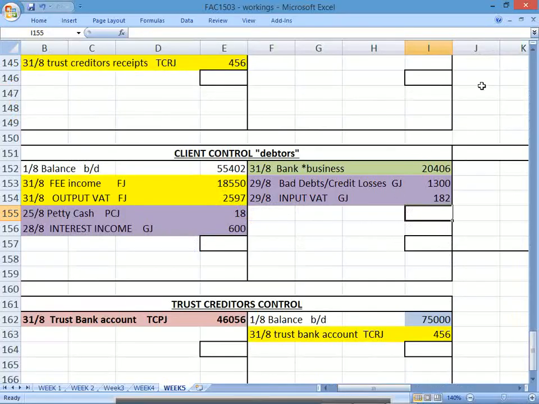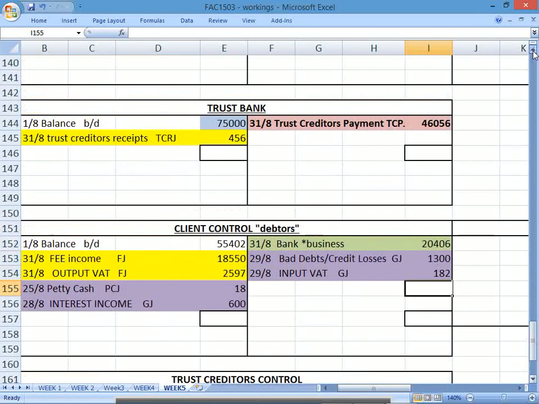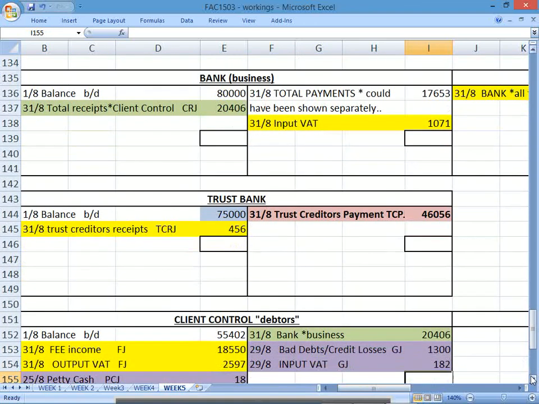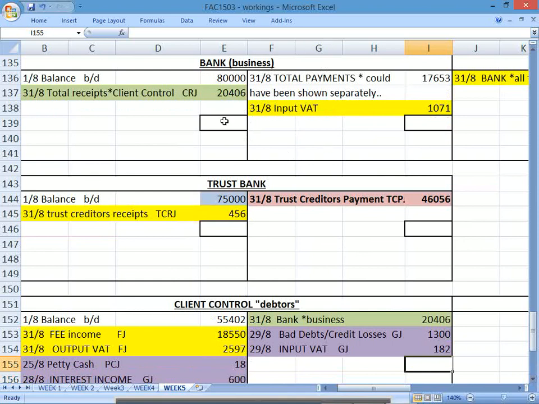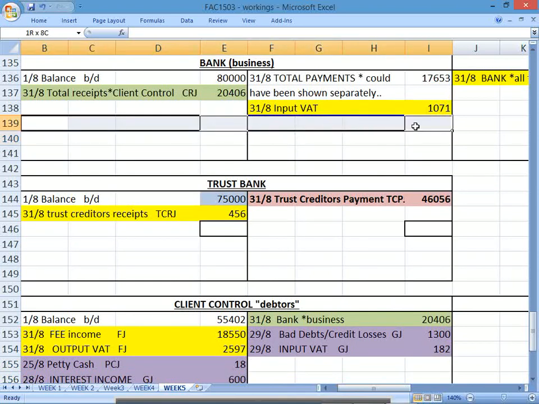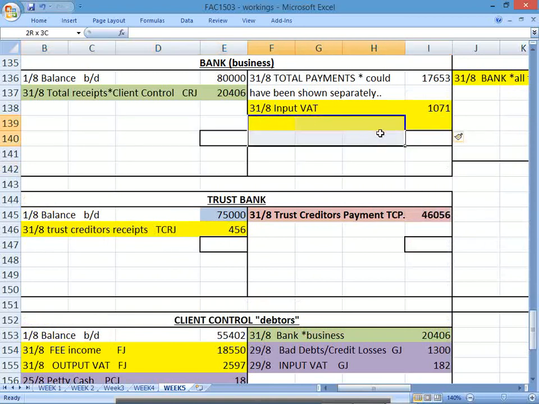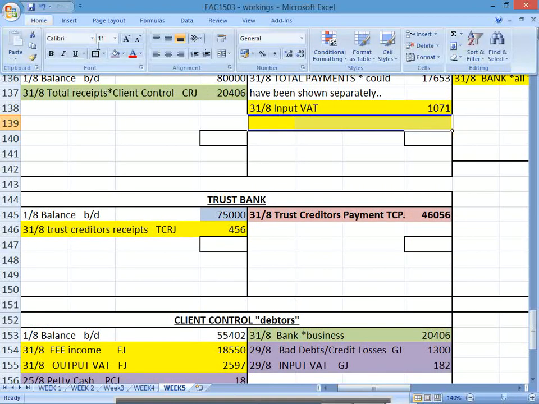So let's balance off our accounts. Accounts that are worth balancing off, this one, the bank. Would you be able to balance this off? Do you want to try? Okay, go for it. What is the balance brought down?